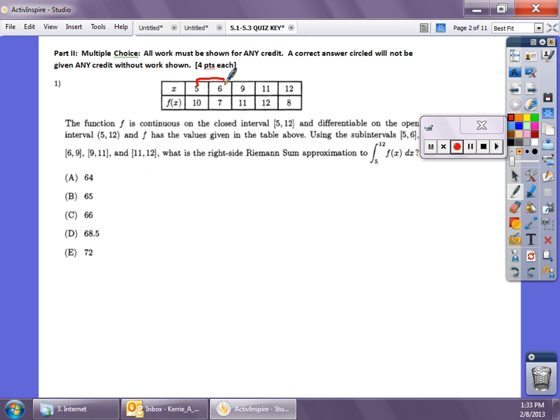So that we do by going from 5 to 6, that's 1 wide. From 6 to 9, it's 3 wide. From 9 to 11, it's 2 wide. And from 11 to 12, it's 1 wide. So that's how wide the intervals are.